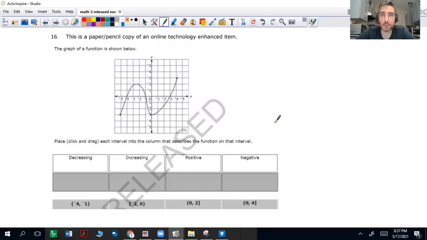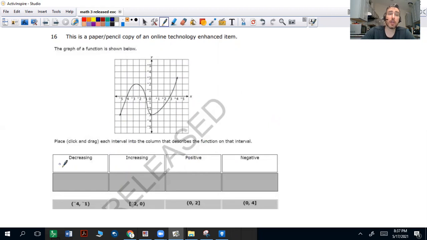Question 16. This is one of those enhanced technology questions that would be a drag and drop. I'll do the best I can to, no, I'm just gonna give you the answers. So this question here, it's got a graph, just a random graph. There's no function given to you. We wanna know which interval is decreasing, increasing, positive, or negative.